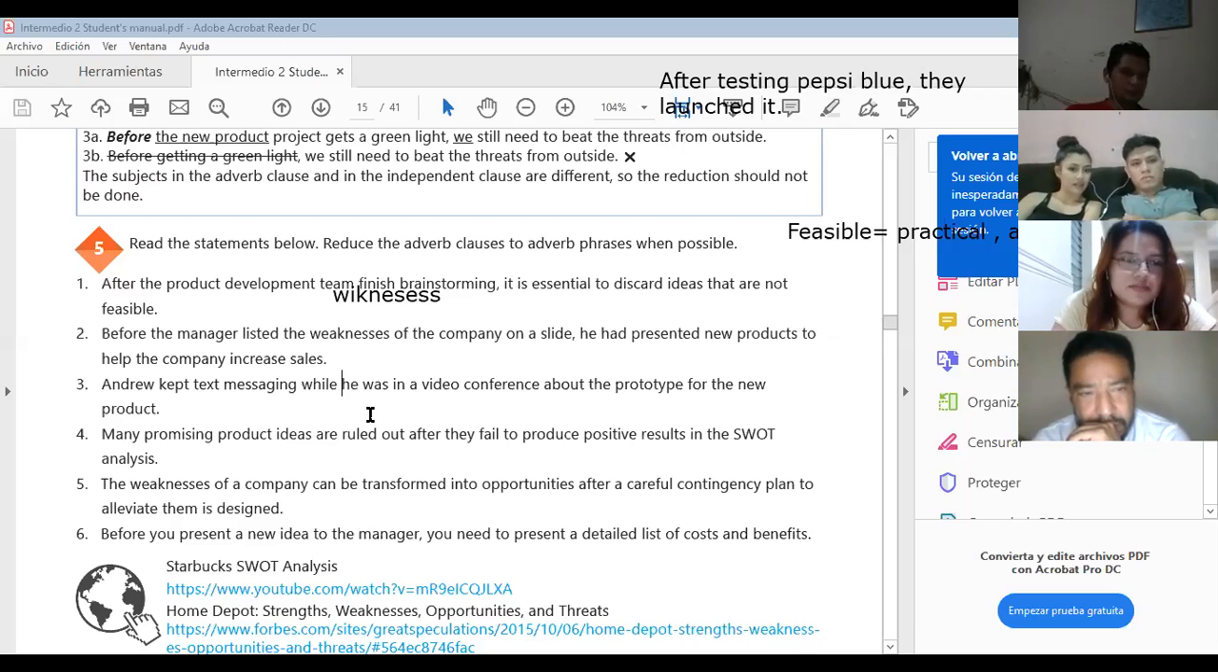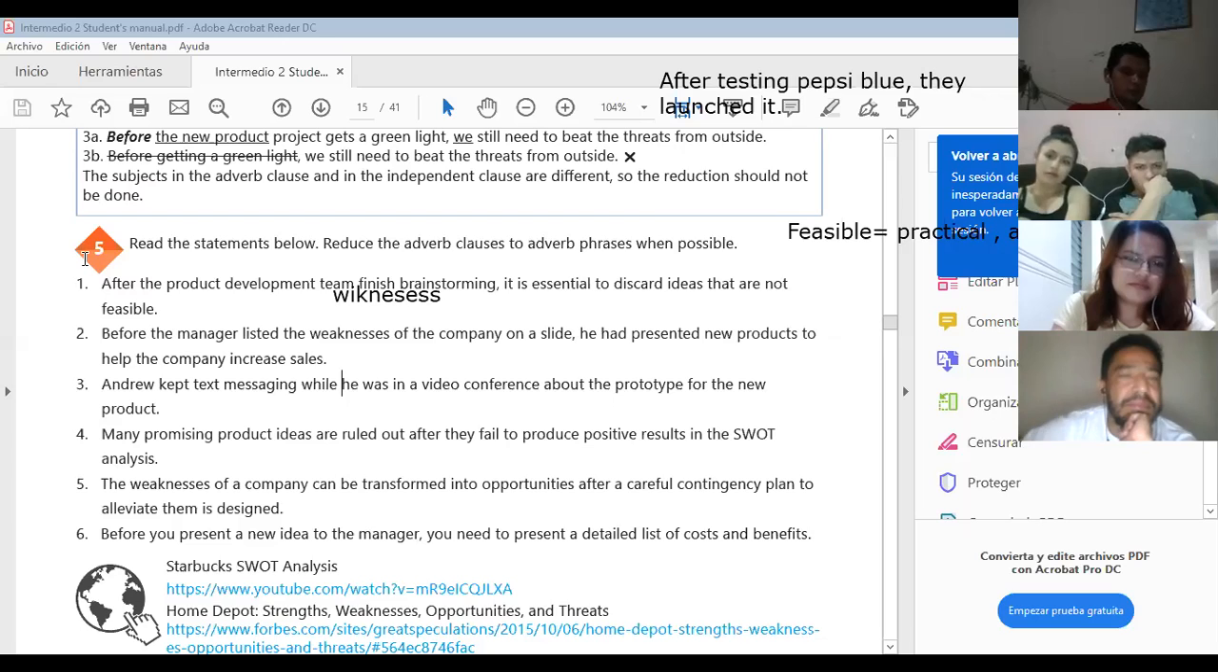Andrew kept texting. Can we reduce it? This one might be a little tricky. Andrew kept texting while he was in a video conference. This one looks a little complicated. Need help? I think it's not possible. But aren't we talking about the same people here? Yes, the same people, but first he texted, and then he received a video conference.